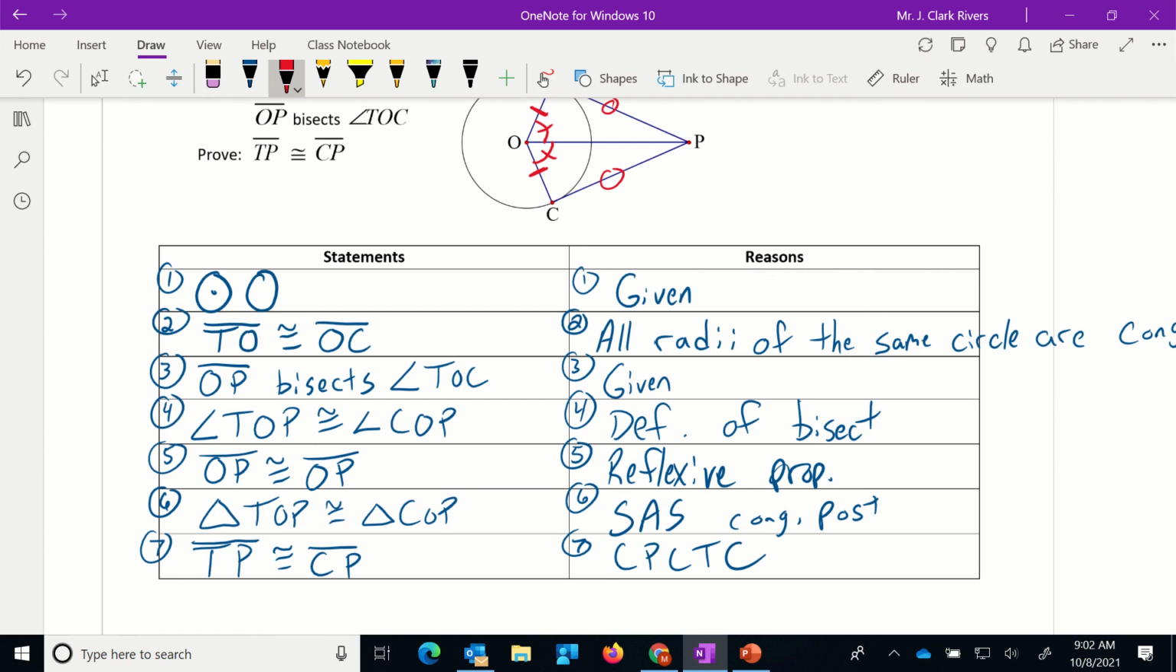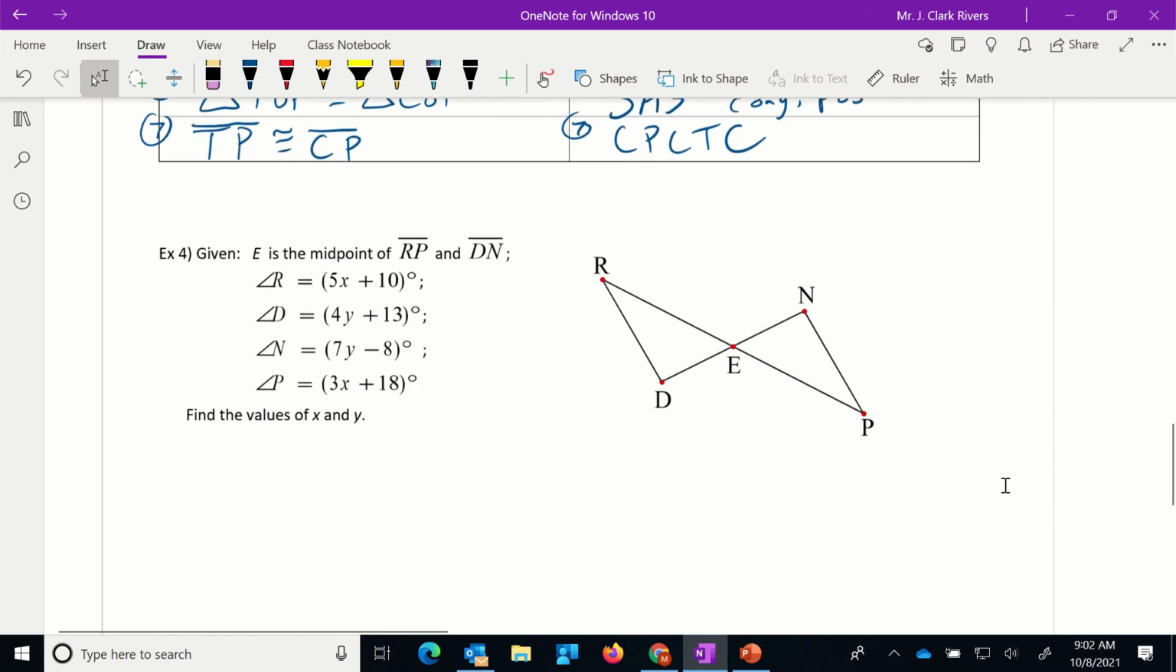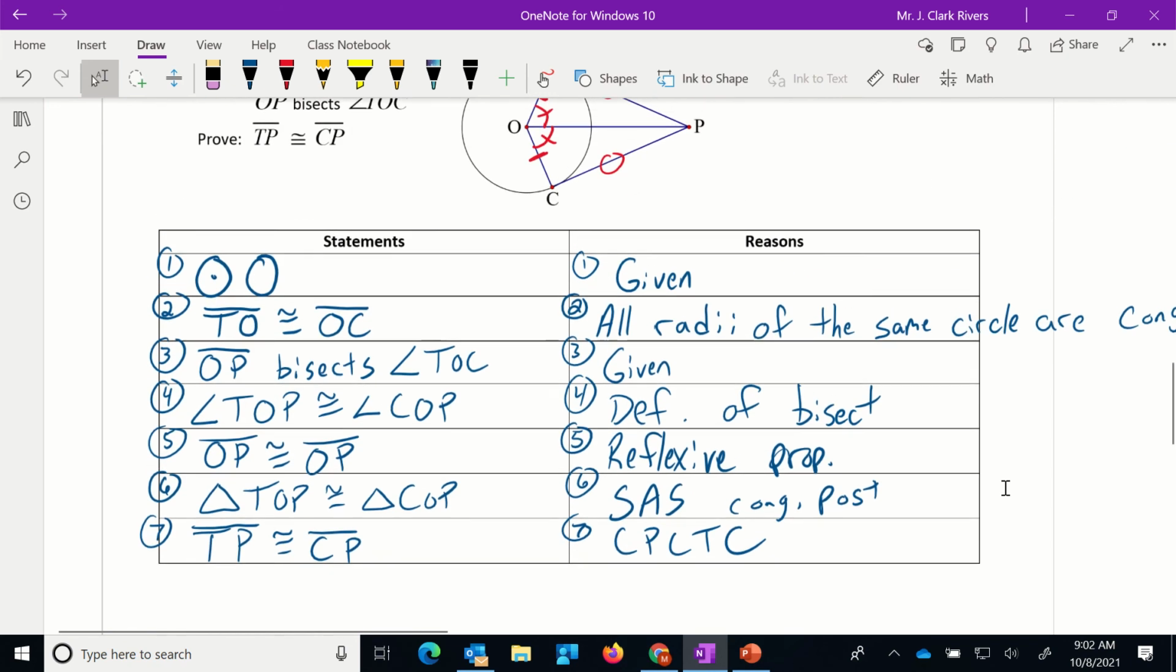I'll leave that up there for a second. I see some folks writing. How are we feeling about that? Good? Is there another one? Oh, no problem. Yeah.